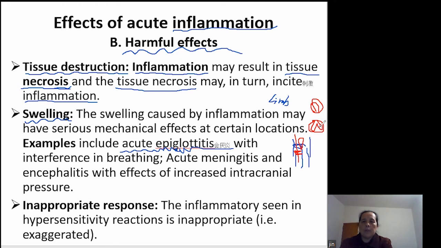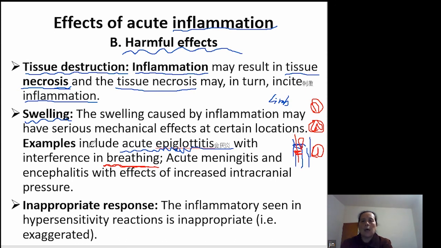If you're looking from the top part, it's like this. So when inflammation happens in this area, especially, that means originally they have some space between them. Now it's swollen. They connect to each other. So what happens? People have difficulty breathing. In a severe case, people can possibly die.